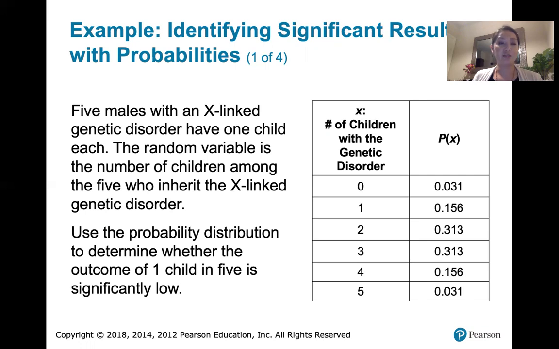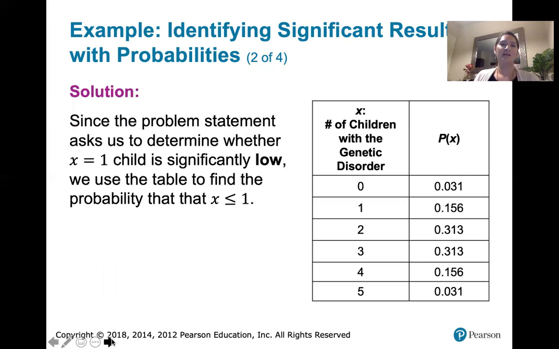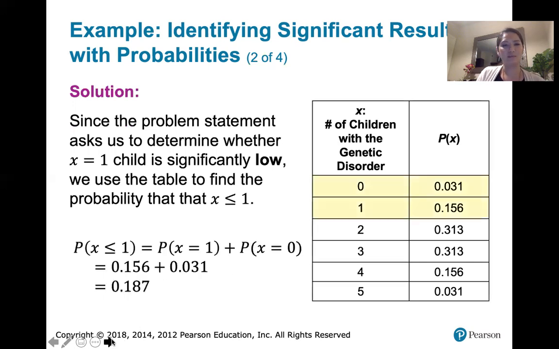The problem statement says, use the probability distribution to determine whether the outcome of 1 child in 5 is significantly low. So this time we're determining whether a value of 1 in 5, this is X equals 1, is significantly low. This time we're not using the range rule of thumb like we did in the last video. This time we're using probabilities. Since it's talking about X equals 1 being significantly low, we need to find the probability that X is less than or equal to 1 using this table.